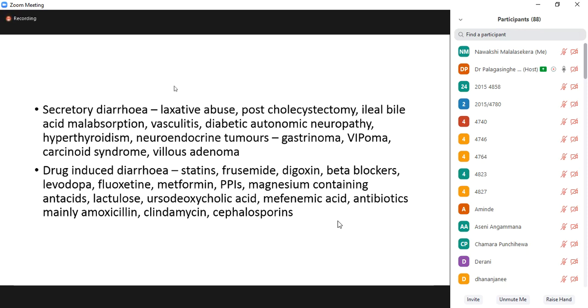Then commonly the antibiotics. Any antibiotic can cause antibiotic-associated diarrhea, but commonly the cephalosporins, clindamycin, amoxicillin, co-amoxiclav, all those drugs can precipitate diarrhea. You also may have had some antibiotic-induced diarrhea. Have any one of you had any antibiotic-induced diarrhea in the past? No one seems to have. So that's good. So you may not have taken any antibiotics.